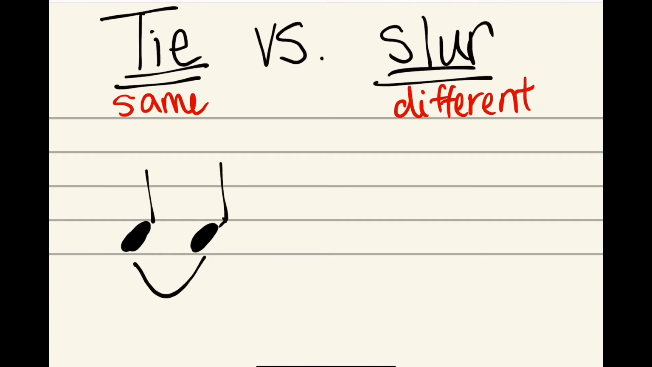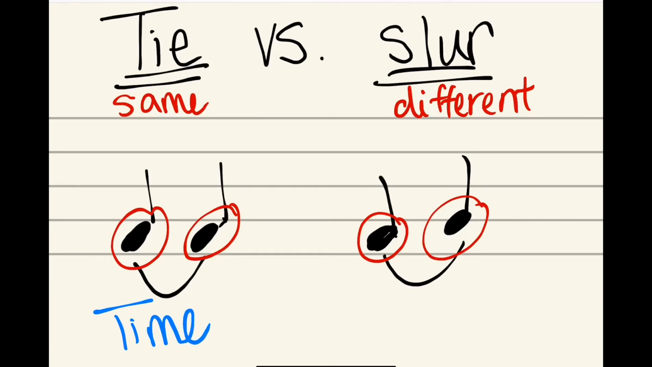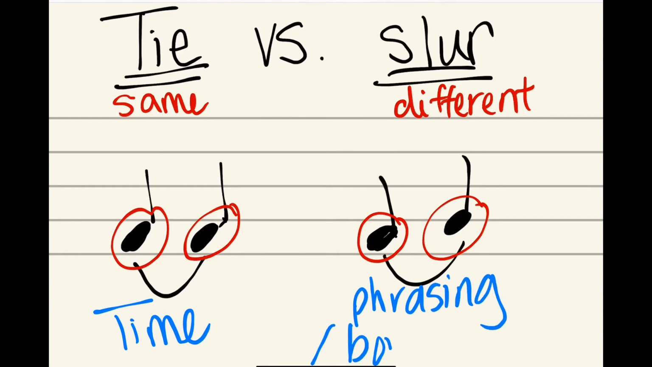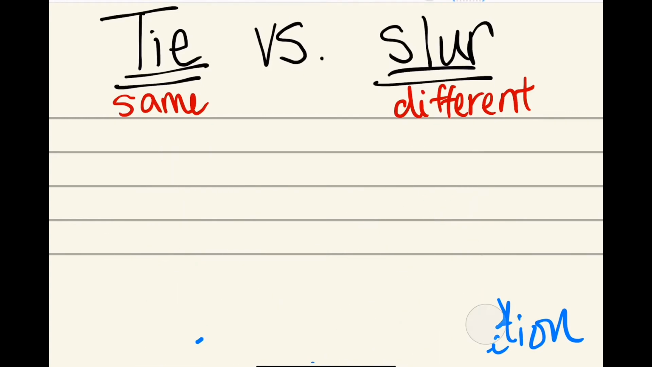A tie would be two of the same notes. If you notice, those two notes are both on the first space and they do have the little curve, but that indicates that they are a tie. Now on a slur, notice that one's on a space, one's on a line, clearly two different notes. That's how we would see the difference of a tie and a slur. Usually a tie is to create more time on a specific note. It usually has to do with timing or rhythmic issues. A slur is usually for phrasing or, for strings, for the bowing direction to connect notes. So those are the major differences.